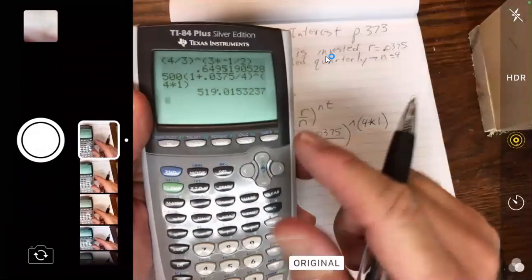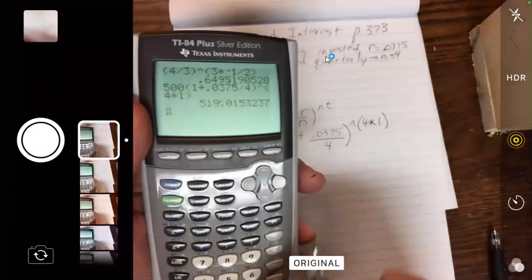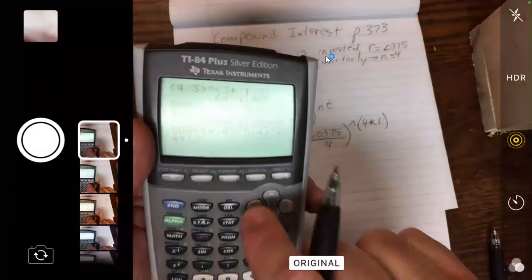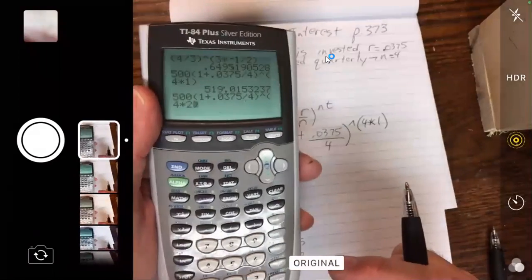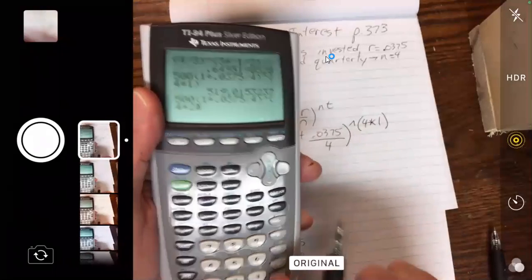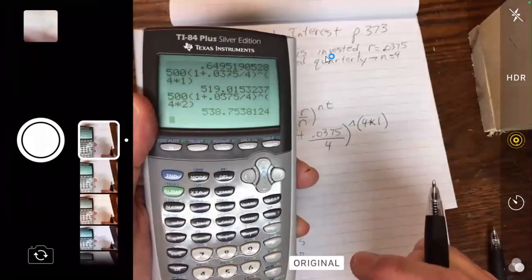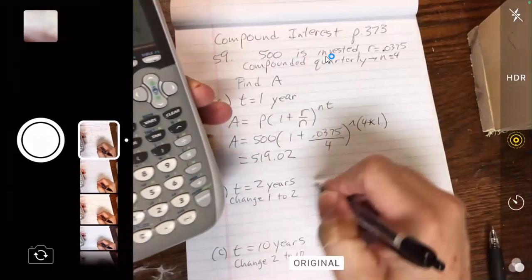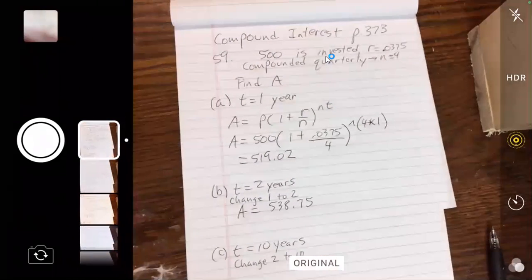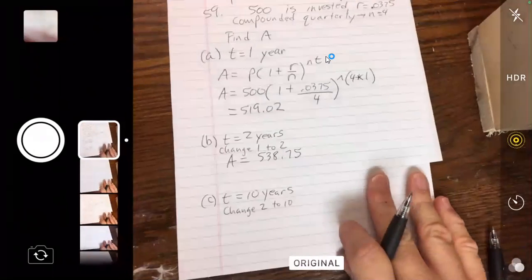Call it back. And run the cursor over, change the 1 to a 2. $538.75. Another 19 bucks. A little more, a few cents more.